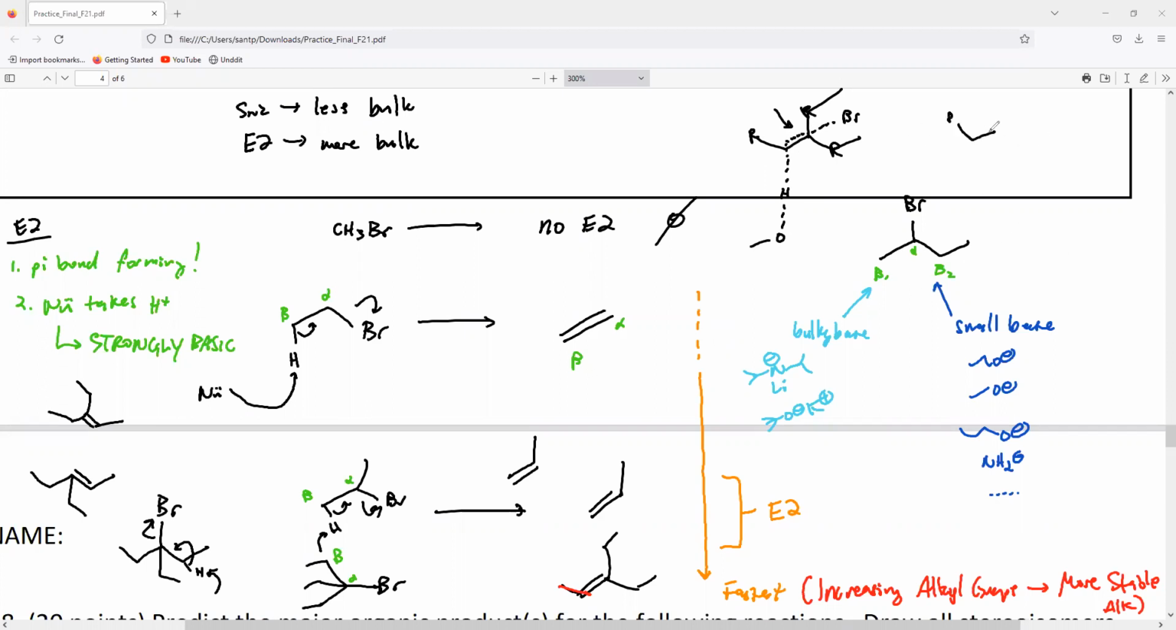On the other hand, let's say that I had this transition state here. Right. This transition state is not as stable because you only have one group that can stabilize. So this group would stabilize, but all 3 of these groups would stabilize right here.